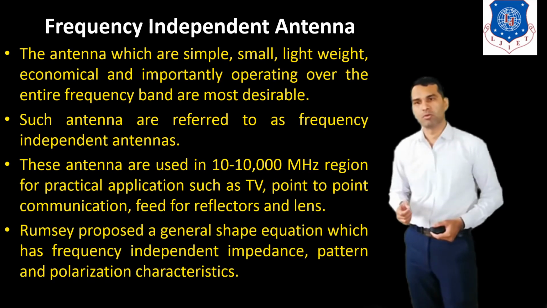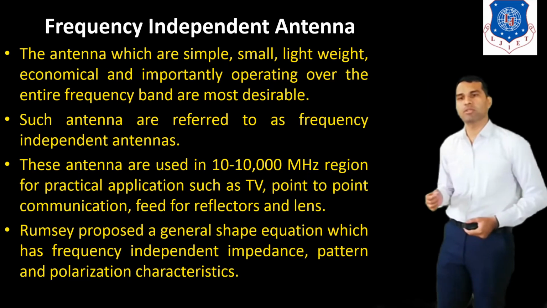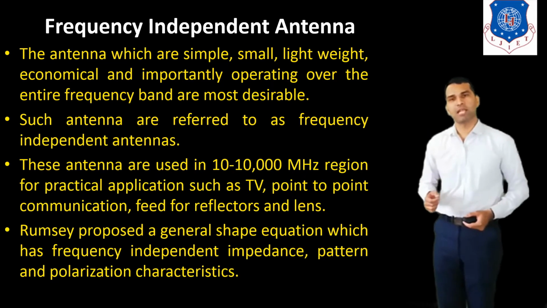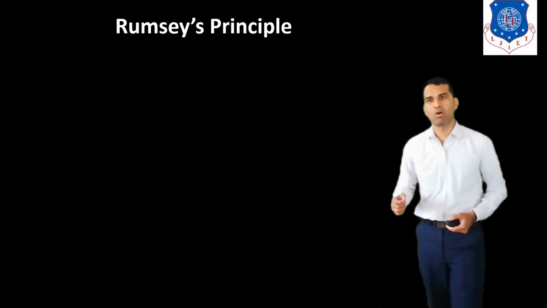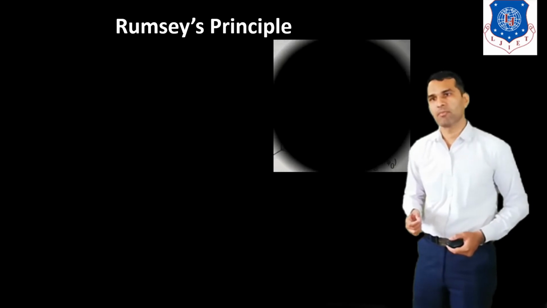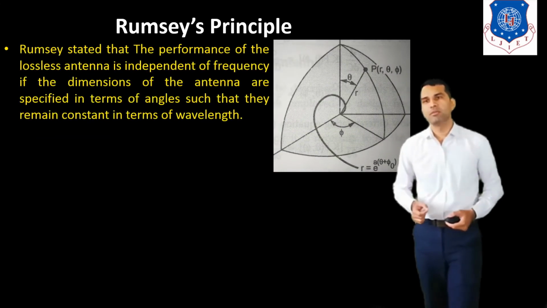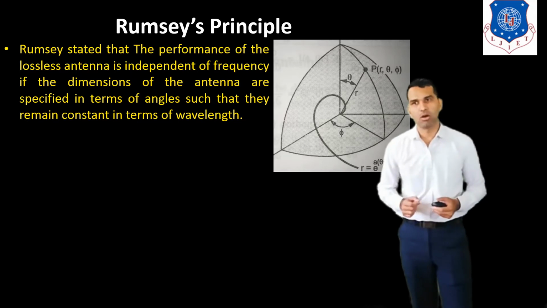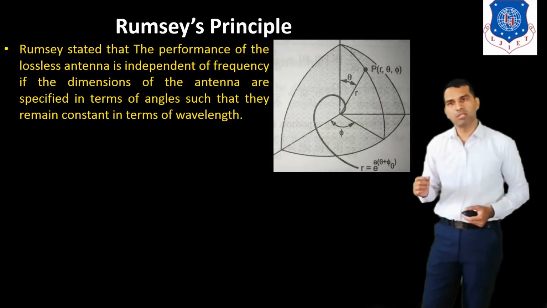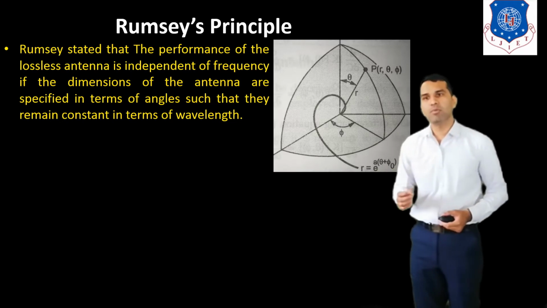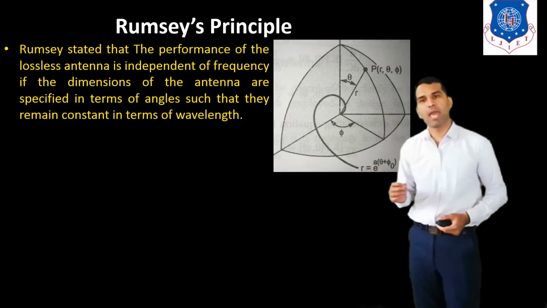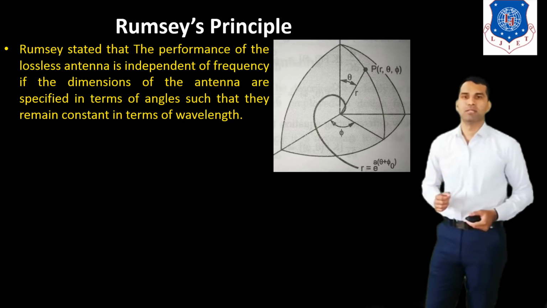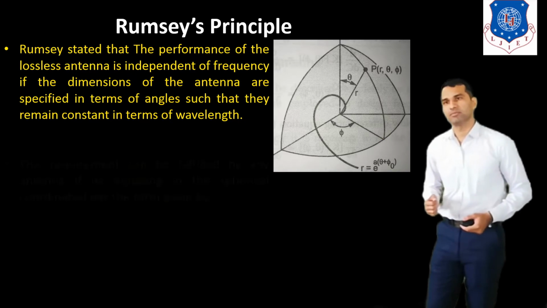Rumsey proposed a general shape equation which has frequency independent impedance, pattern and polarization characteristics. So now we discuss the Rumsey principle. Rumsey states that the performance of a lossless antenna is independent of frequency if the dimensions of the antenna are specified in terms of angle such that they remain constant in terms of wavelength. So this is the Rumsey principle.